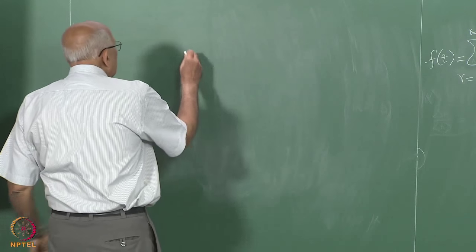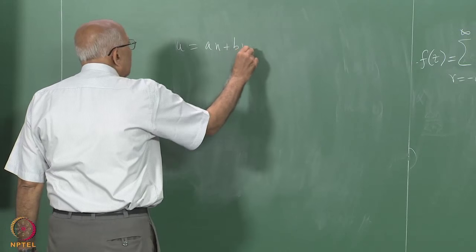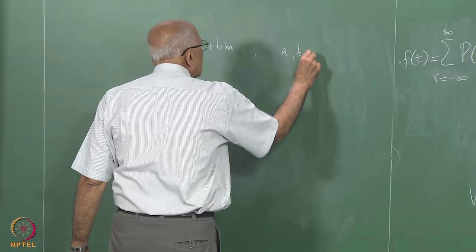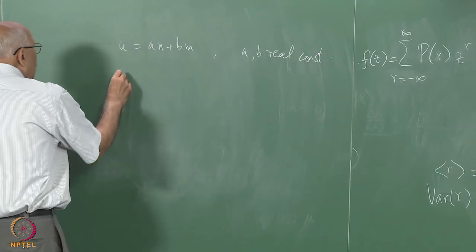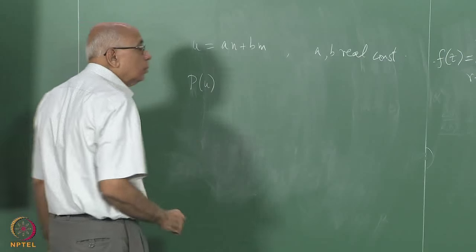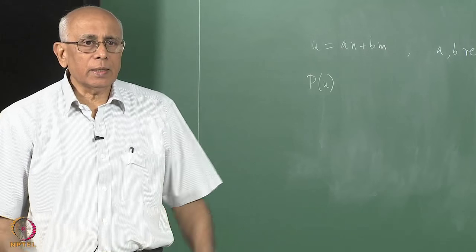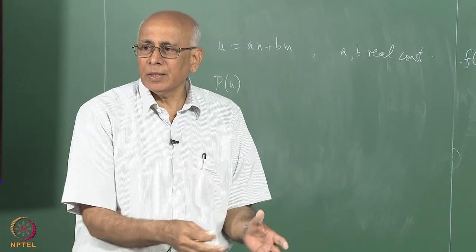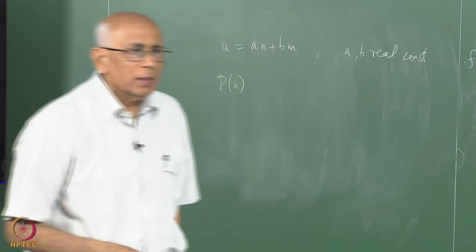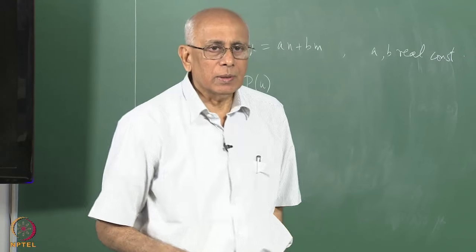So let's call the variable u equal to a times n plus b times m, a, b real constants. And then ask, what is the probability distribution of u itself? Okay. This is not Poisson, it's not Skellam or anything like that, because the sample space is no longer integers, right? It's any a times an integer plus b times another integer. So it's again a set of points, but the question is, what's the probability distribution in this case?